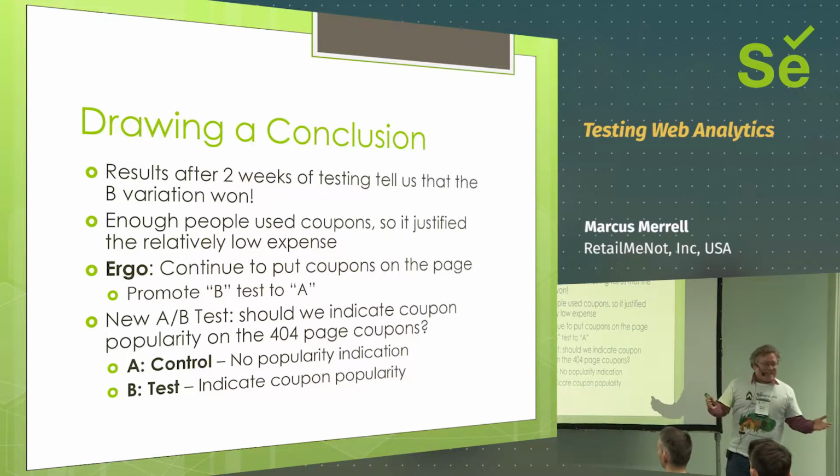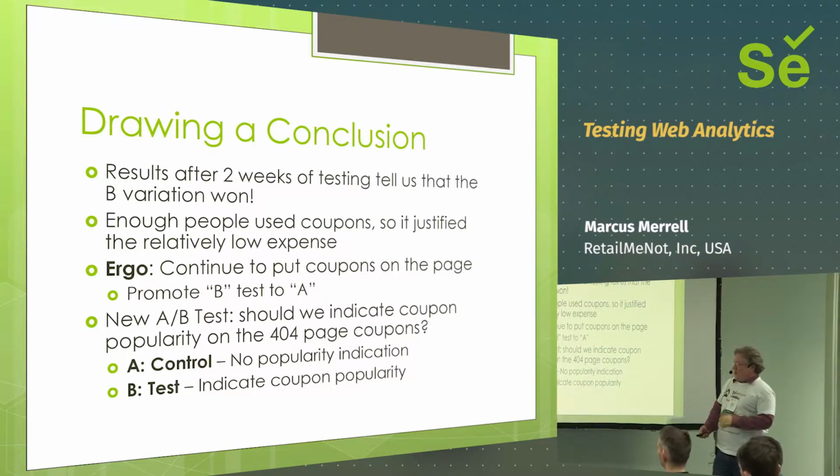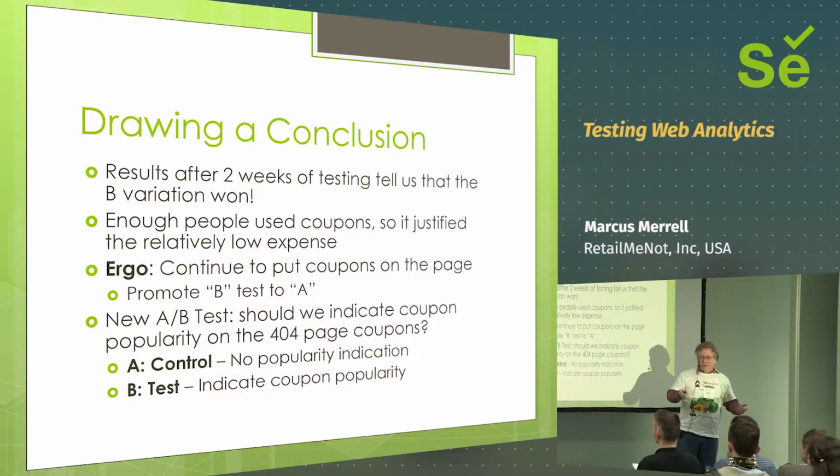So let's do another test. Hey, we just made a bunch of money. Let's do another test. Should we indicate coupon popularity on the 404 page coupons? So what we do is we have a voting mechanism where you can say thumbs up, thumbs down on a coupon to say whether or not it worked.